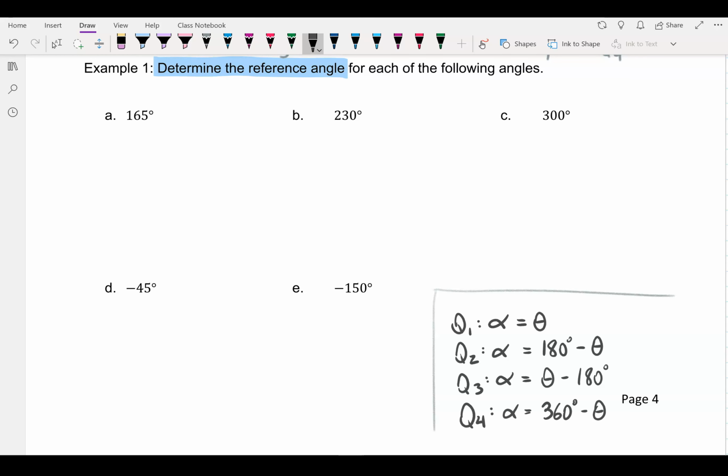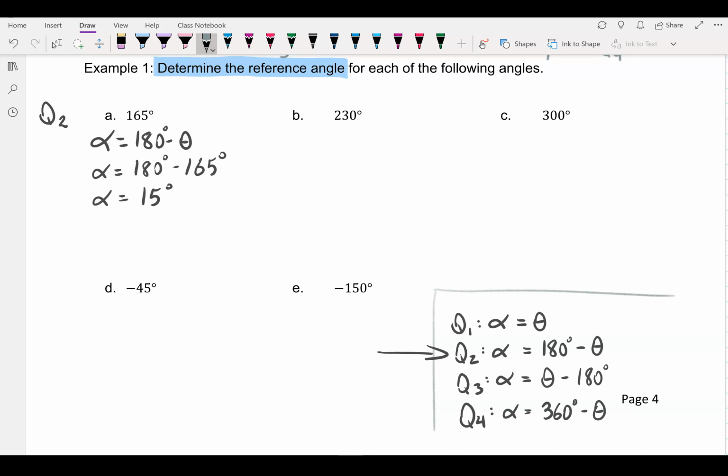Example 1, determine the reference angle for each of the following angles. The angle 165. If you think about 165, you should know it's in quadrant 2, and you could actually do the formula just like it is. We know that we're going to be doing this one, okay? The reference angle must be 180 minus the angle we've been given. So the reference angle is 180 minus 165. And so our reference angle is 15 degrees.